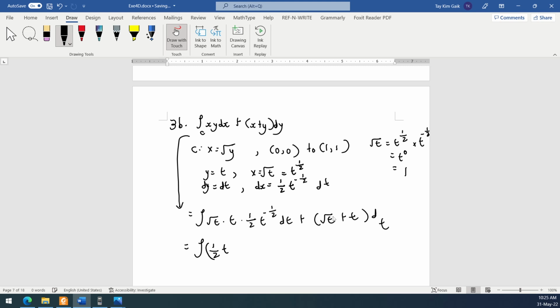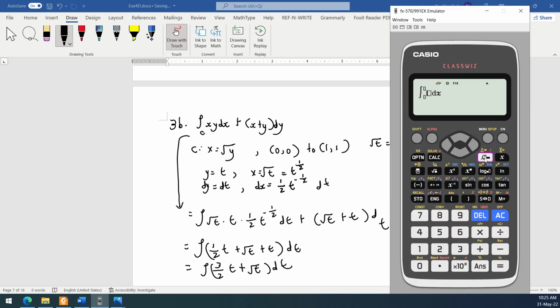Okay, dt factor out. So this one you have sqrt(t) and then plus t, dt. Okay, simplify. Half t plus t total is 3 over 2 t plus sqrt(t), dt. Okay, check. You have the 3 over 2, which is 1.5. t change to x. I prefer to put a bracket because we got two terms, plus sqrt(x).